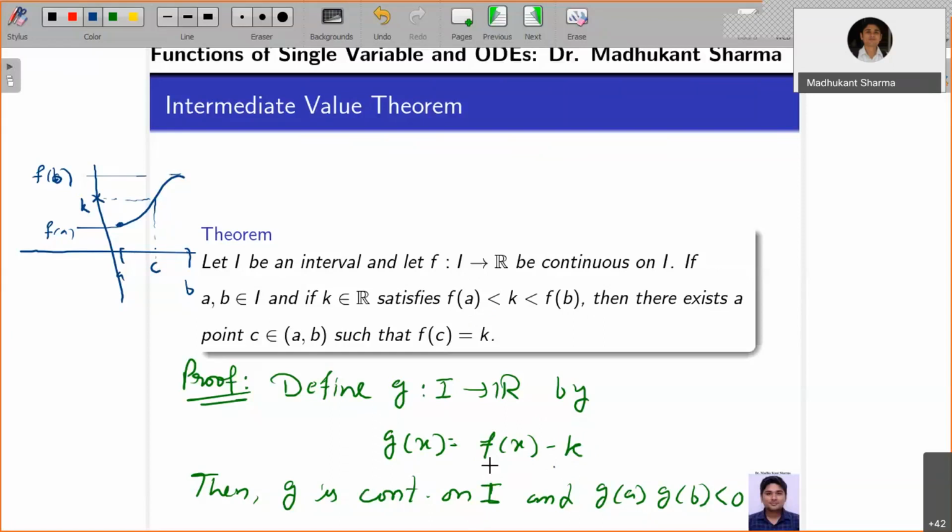You can also verify that g(a) is f(a) minus k, which is less than 0, and g(b) is f(b) minus k, which is greater than 0. So the product of g(a) and g(b) is less than 0. Since g is continuous on I, Bolzano's property implies there will always exist a c in I such that g(c) is 0. Then g(c) being 0 means f(c) is k. That's it, the intermediate value theorem.